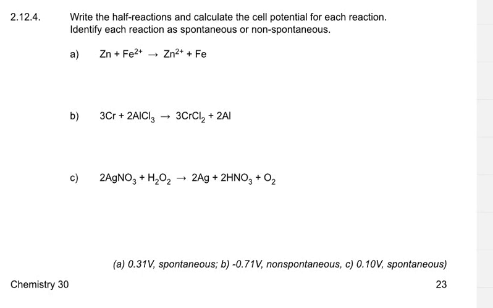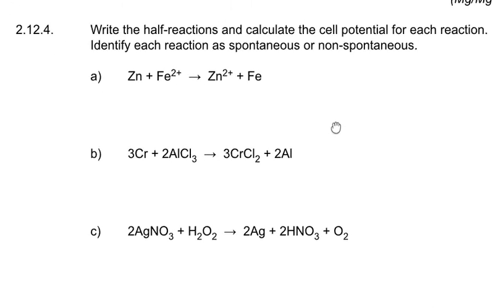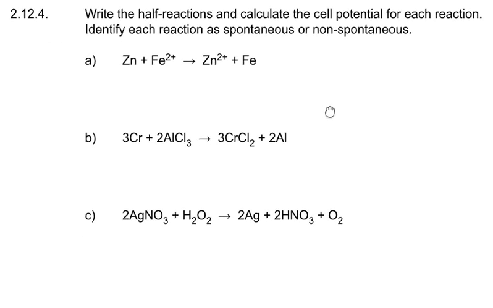Welcome back. We're calculating cell potentials again, so the voltage that comes out of our reaction, and we've got three of them here to work out. And they start us off with something pretty simple. We have zinc metal reacting with iron 2 ions. The zinc oxidizes to zinc ions, and the iron 2 reduces to iron metal. So let's see what we'd expect for a voltage from that.